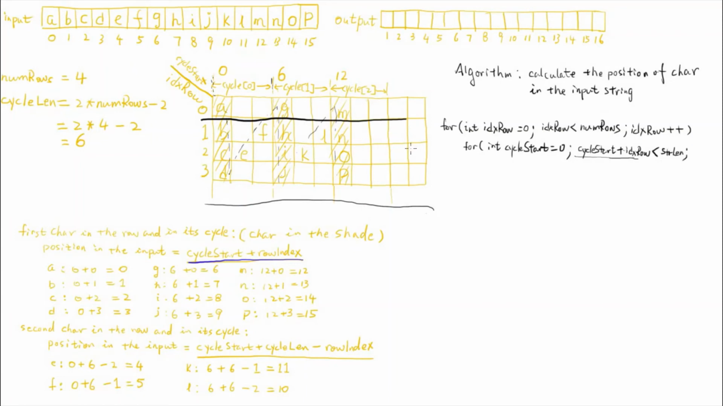And the way we go to the next cycle is to add the cycle length to the cycle start. So the first cycle is 0. Then when we go to the next cycle, we use 0 plus the cycle length, and it gives 6. So here is cycle start plus equal to cycle length.